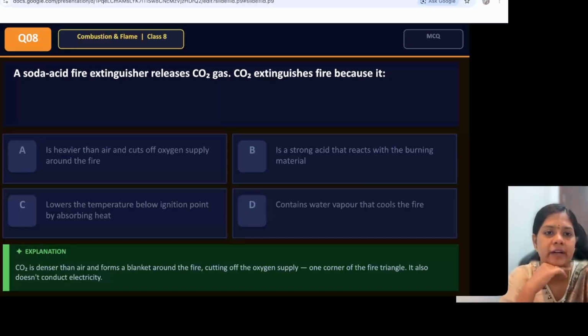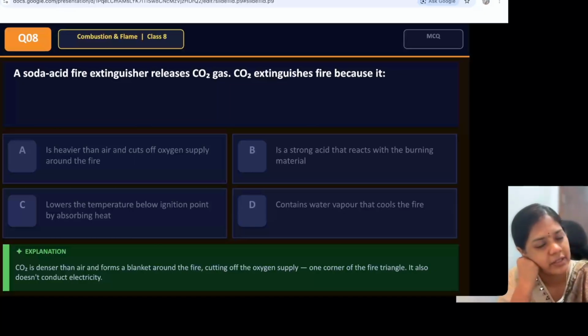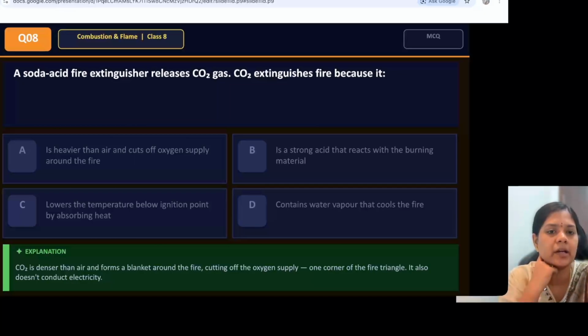A soda acid fire extinguisher releases carbon dioxide gas. Carbon dioxide extinguishes fire because, do you know the reason? Yes, option A: carbon dioxide is heavier than air and cuts off the oxygen supply around the fire. Carbon dioxide is denser than air and forms a blanket around the fire, cutting off the oxygen supply. If we remove one corner of the fire triangle, what happens? The fire is put off.